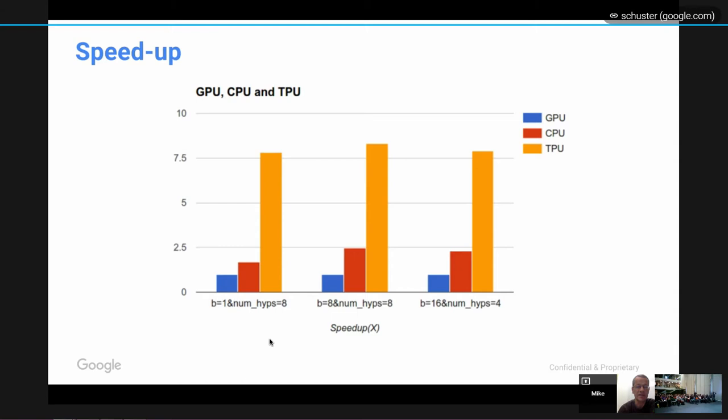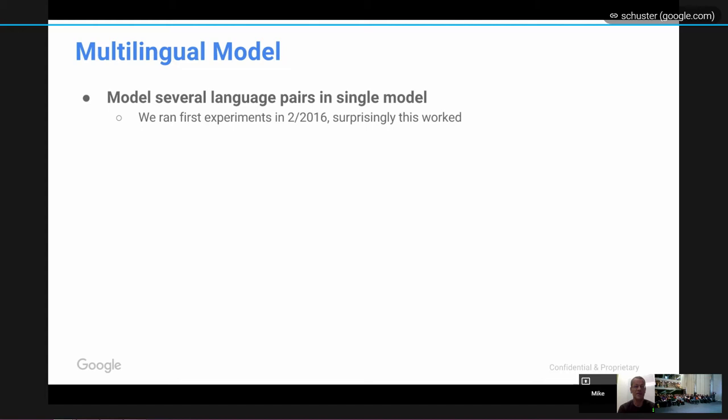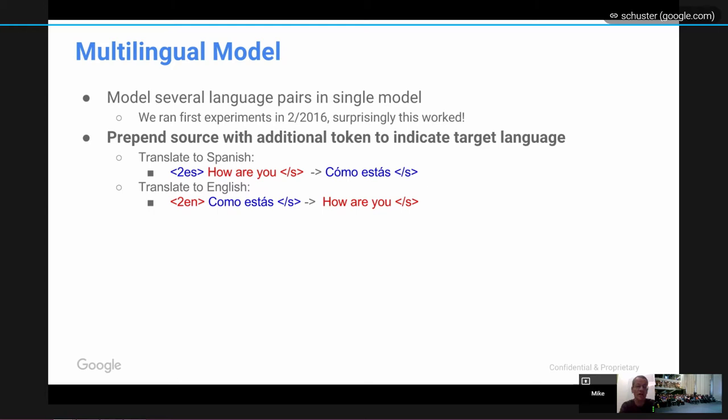Okay, so let's talk about multilingual models. Multilingual models means modeling several language pairs in a single model. We first ran those experiments in February 2016, and surprisingly, this worked just for a simple way of translating English to French and French to English within the same system. So how does this work?